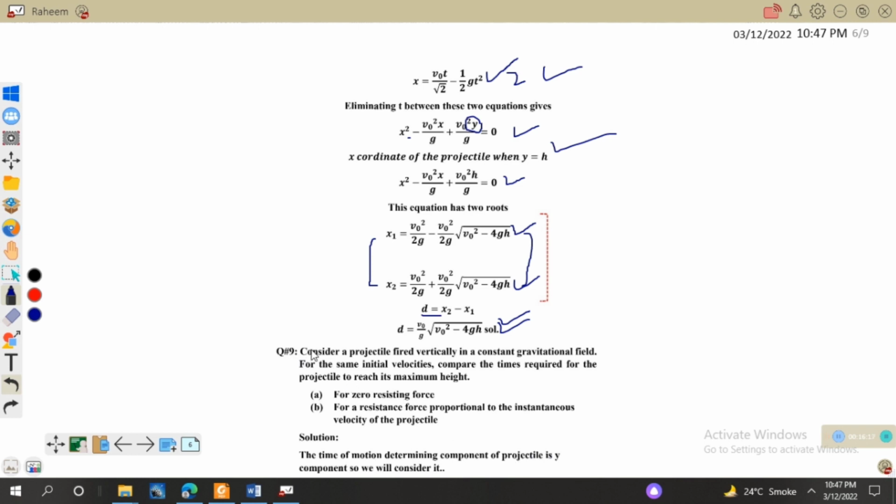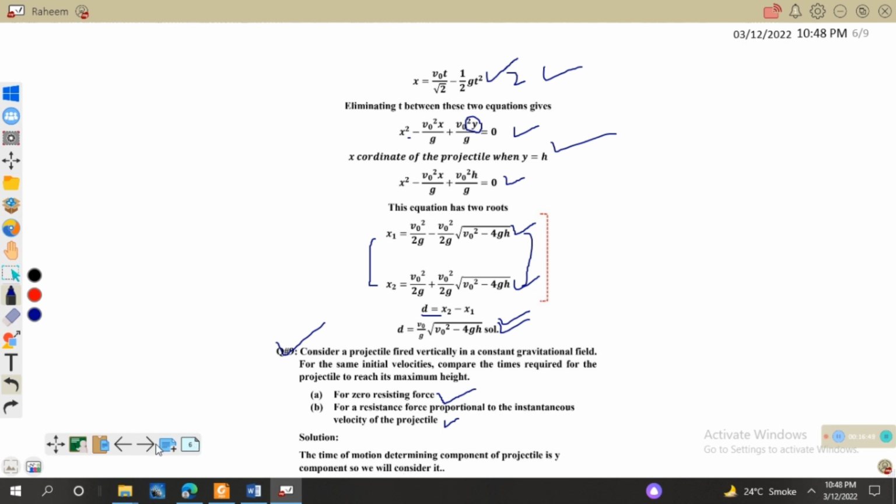Let's go to another question, question number 9 of the book. Consider a projectile fired vertically in a constant gravitational field. For the same initial velocity, compare the time required for the projectile to reach its maximum height. The first case is for zero resistive force and the second is for a resistance proportional to the instantaneous velocity of the projectile. So we have to find the ratio of their times when there is zero resistance and when there is a resistance proportional to the first power of the velocity.